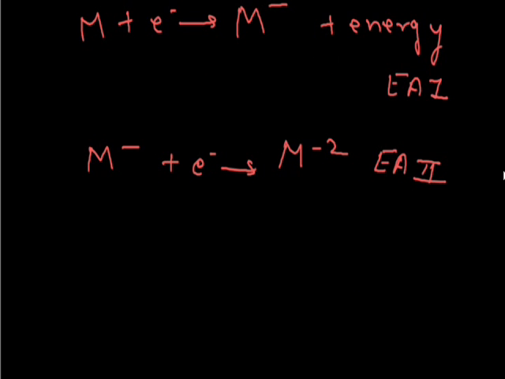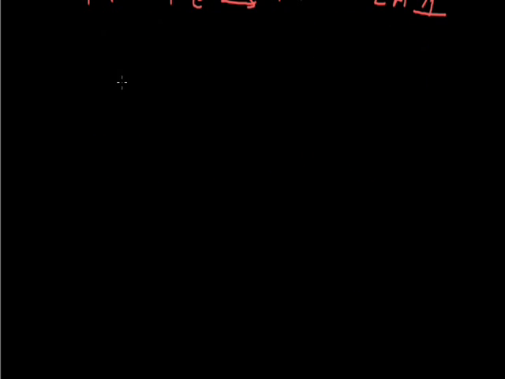Why is it called the energy required? Because in the first step the energy is released, while in the second step the energy is required for the addition of the electron to the negative ion. As I told you, the addition of an electron to a negative ion is difficult. Thus we have to supply energy instead of releasing it.